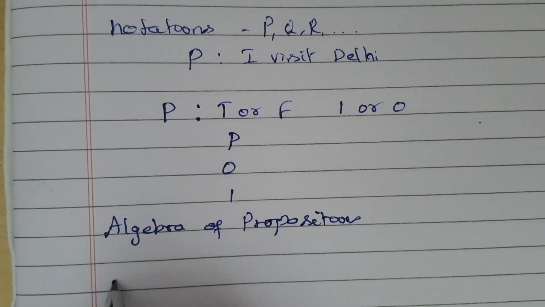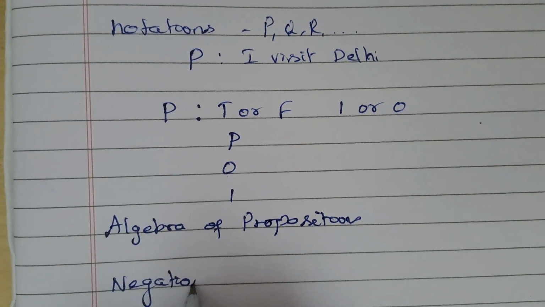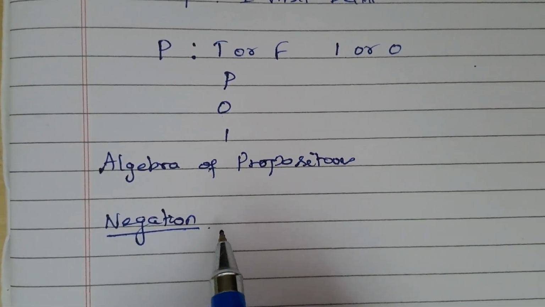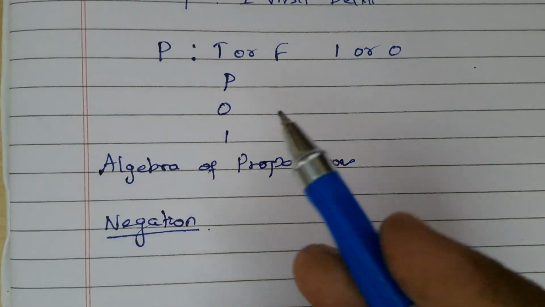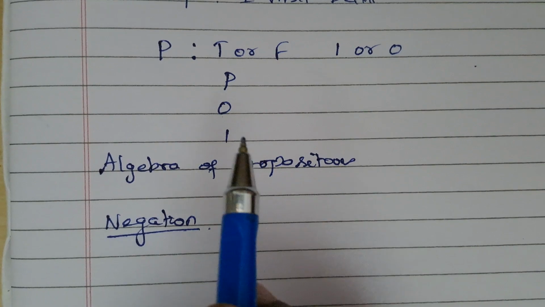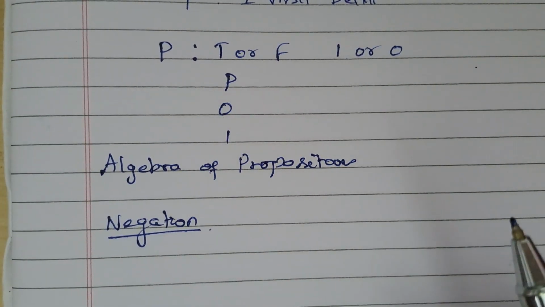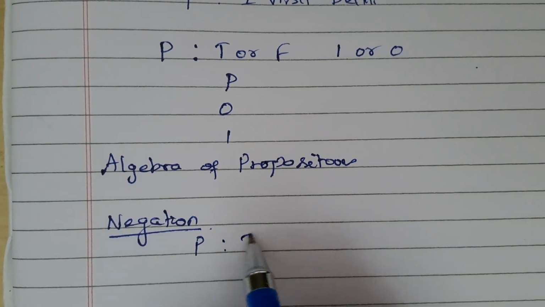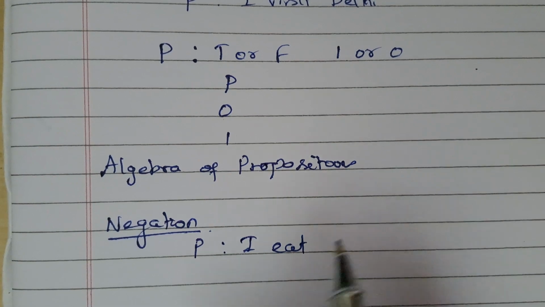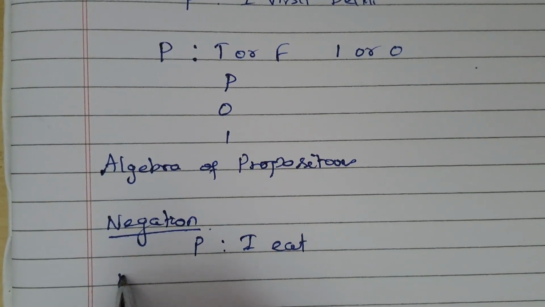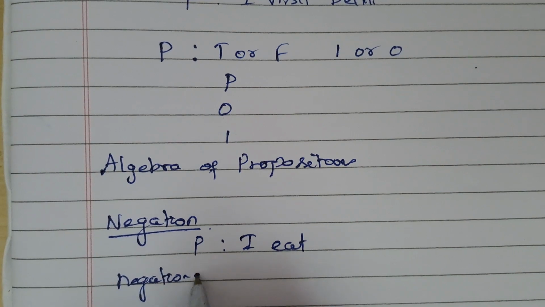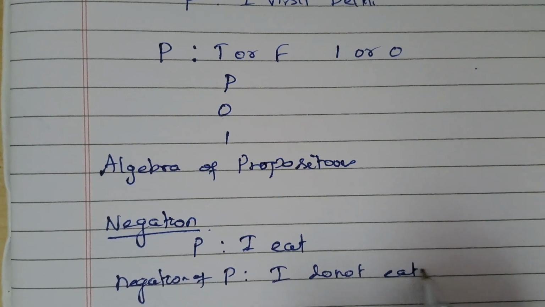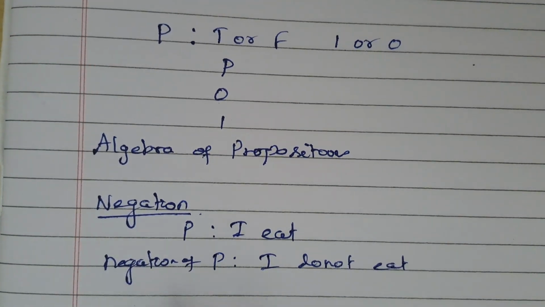The first operation I define here is negation. So what is negation? Negation is the complementary statement of the given one. That is, when it is true, you have to write a statement which is false. So here, suppose I take p as "I eat", and what is its negation? Negation of p is "I do not eat". Okay, so this is the negation.